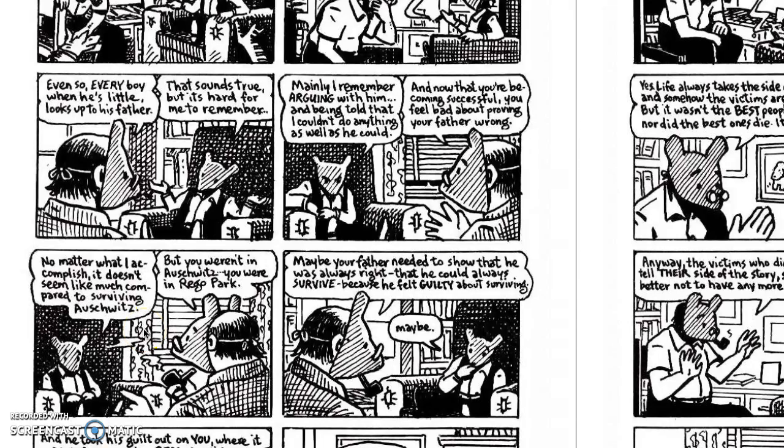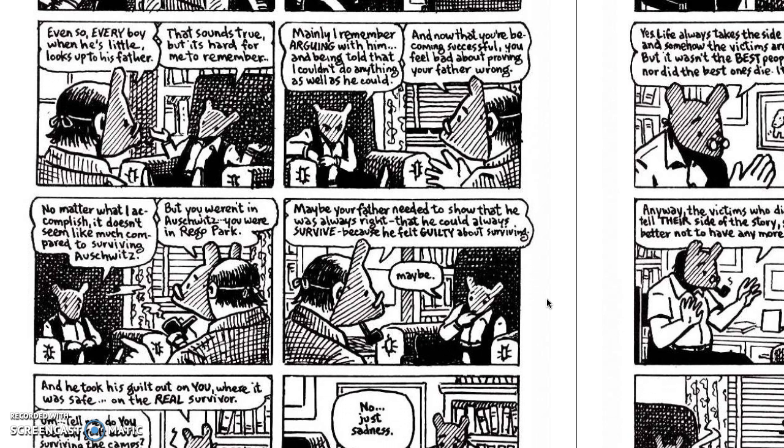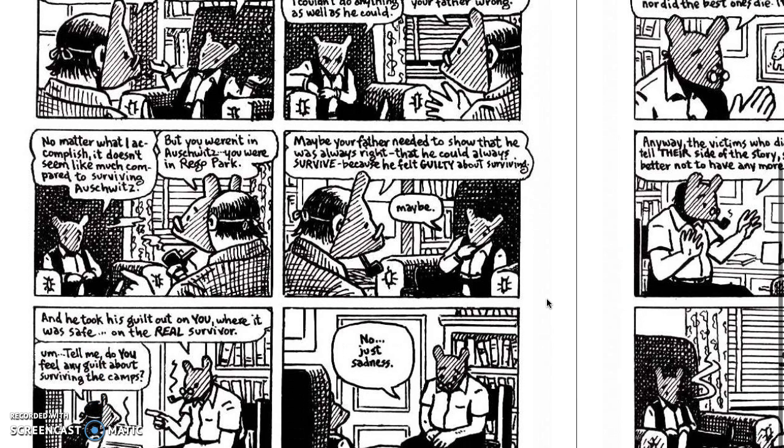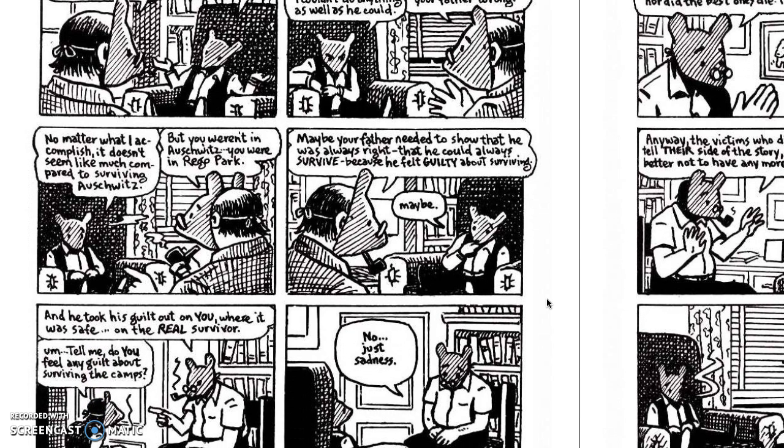So that's really important. It's the basis of a lot of essays. It's the basis of a lot of our discussion, this quote. No matter what I accomplish, it doesn't feel like much compared to surviving Auschwitz. So he is riddled by the guilt of having had an easier life than his father, all right? Pavel tries to talk him around it, sort of thing. He tries to say maybe your father was guilty. He took the guilt out on you where it was safe, etc. So it's like this residual guilt that's passed down, so to speak.